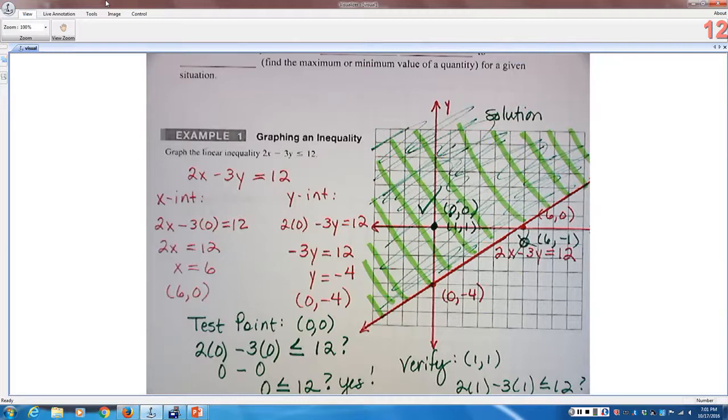Okay? So that means in order to actually write the solution to these problems that we're going to be doing, you're going to have to actually draw the graph and shade it, because the shading is the solution. Okay? Is everybody good so far? Any questions? Making sense? Okay.